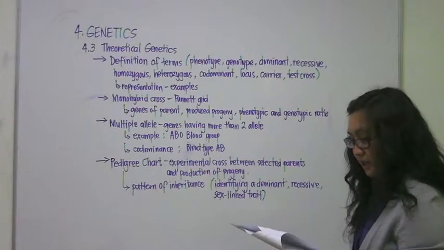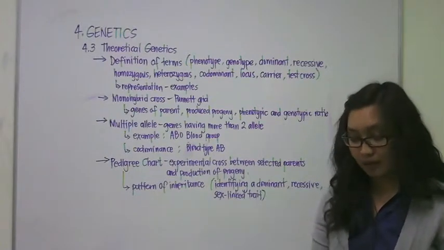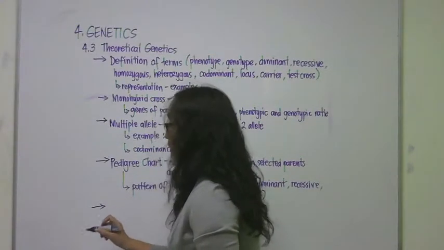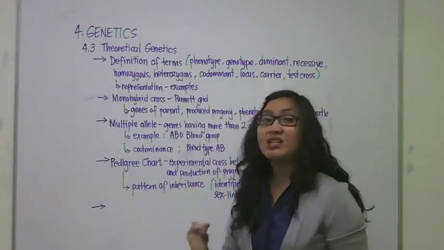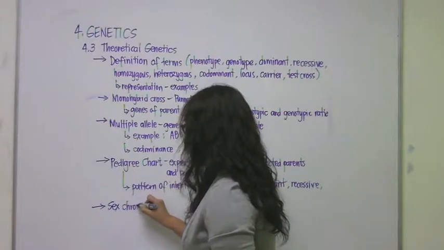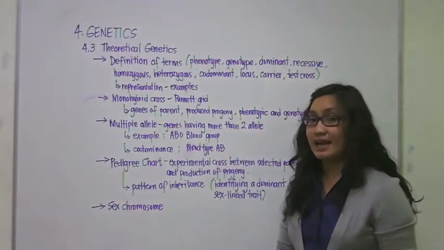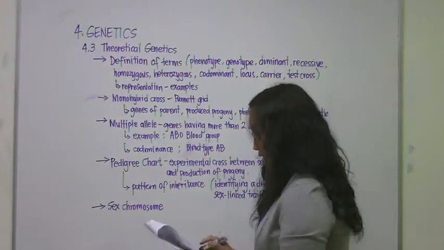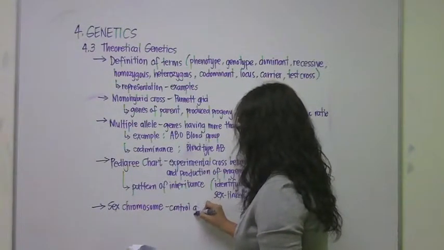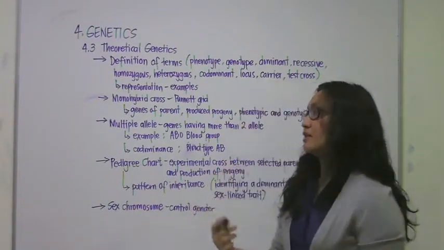Okay, the next part we need to discuss under theoretical genetics is sex chromosomes. Sex chromosomes are a pair of chromosomes that determines the gender of an individual or organism. Since they occur in pairs, they are present as X and Y chromosomes. They control gender.